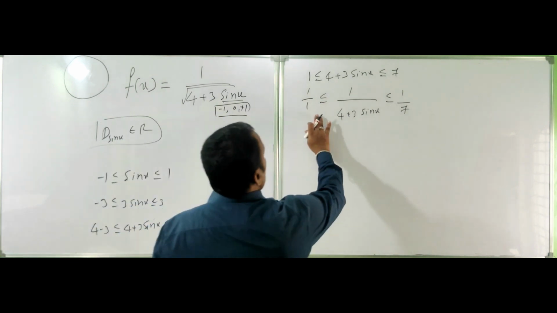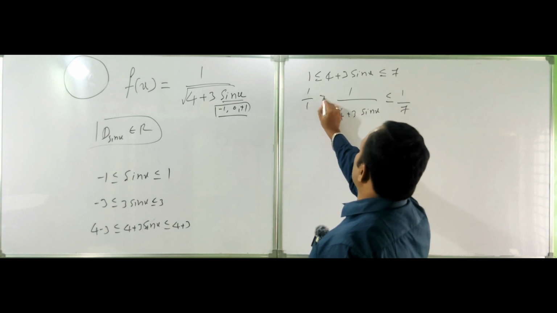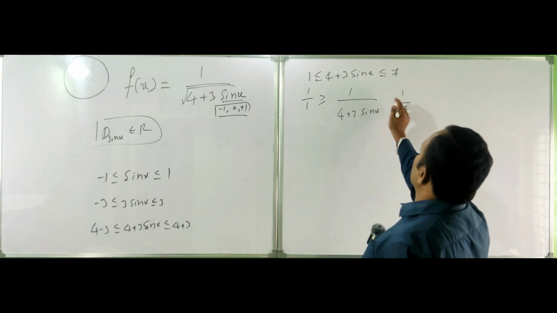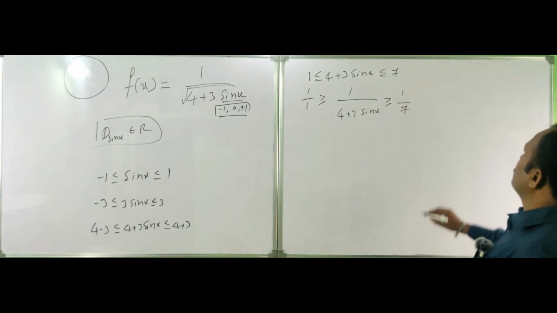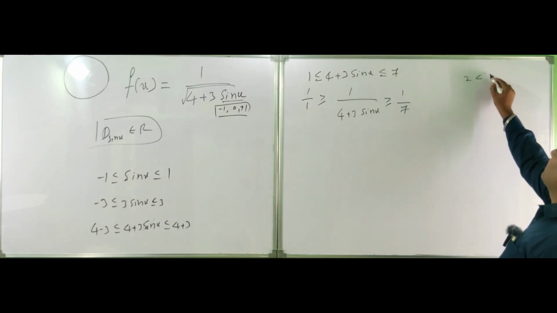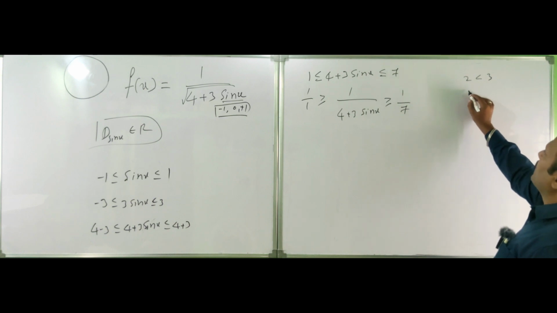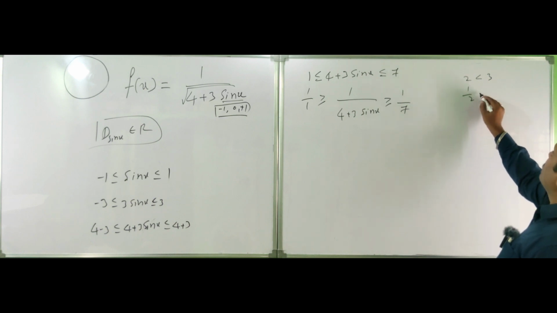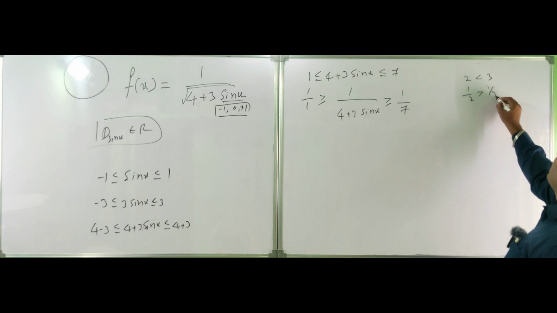So this becomes greater than. Yes, this becomes greater than, because negative 2 is less than 3. So then 1 by 2 is greater than 1 by 3.